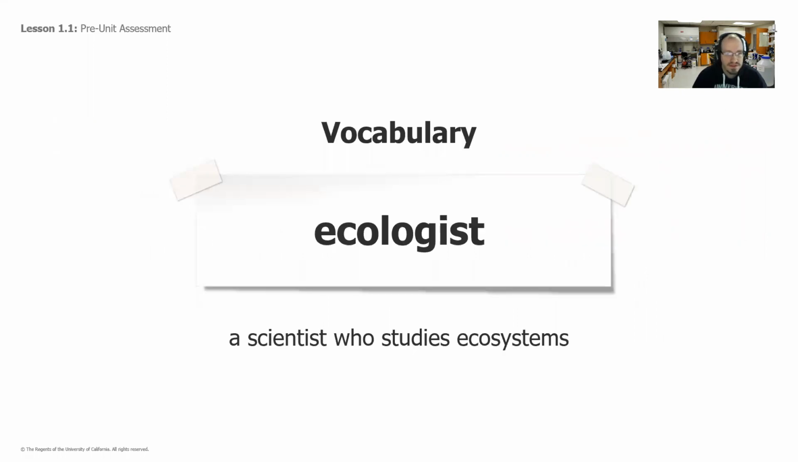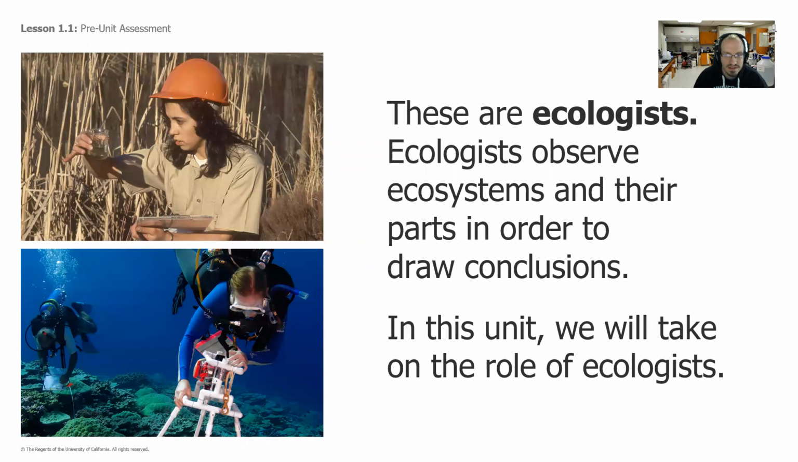So our first vocabulary word for this unit is ecologist. So an ecologist is a type of scientist who studies ecosystems. So go ahead and write this one down on that same page where you wrote your unit question for this unit. So these are pictures of ecologists. And what they do is they observe ecosystems and the parts of ecosystems in order to draw some conclusions.